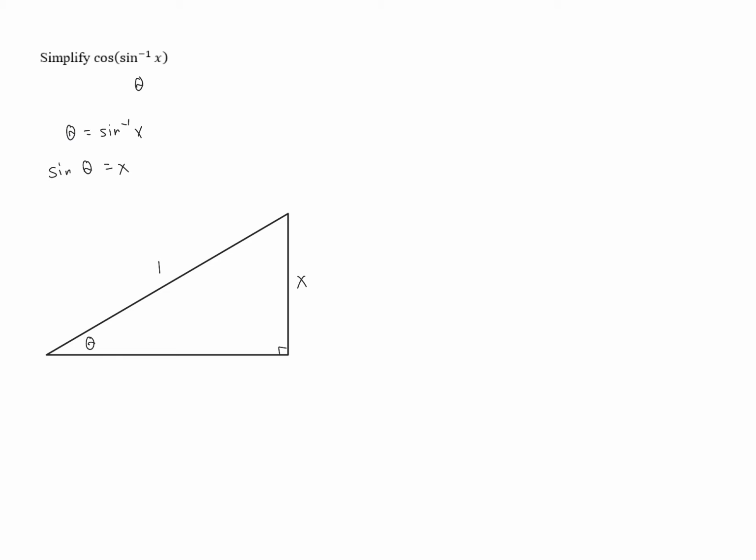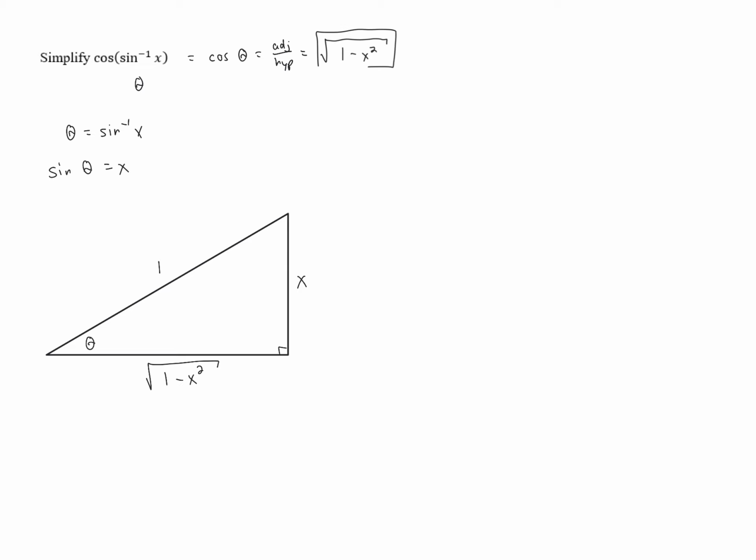If the hypotenuse is 1 and one of the legs is x, the other one is going to be the square root of 1 minus x squared. And so we need to find cosine of theta here, and that is adjacent over hypotenuse. And so that's going to be the square root of 1 minus x squared over 1. But when we divide by 1, that gives us the same thing. So this is going to be the square root of 1 minus x squared.